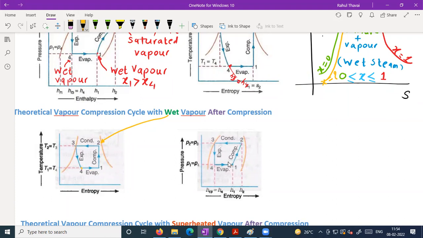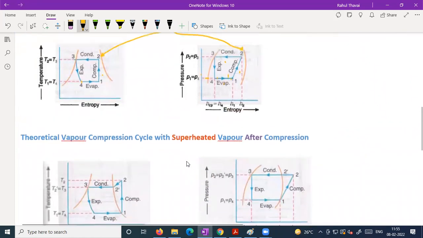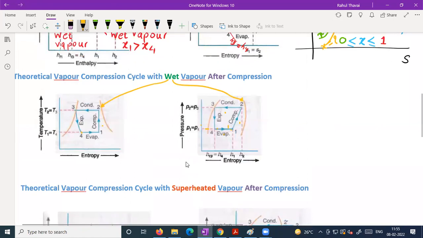If you want, I'll just plot this. This is the TS diagram, and this is the TH diagram. Same you will observe here. This is nothing but the wet region. Is that okay, all of you?